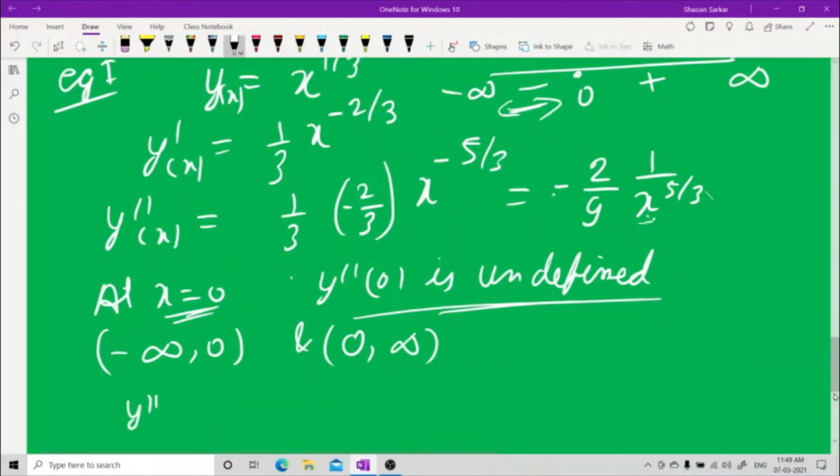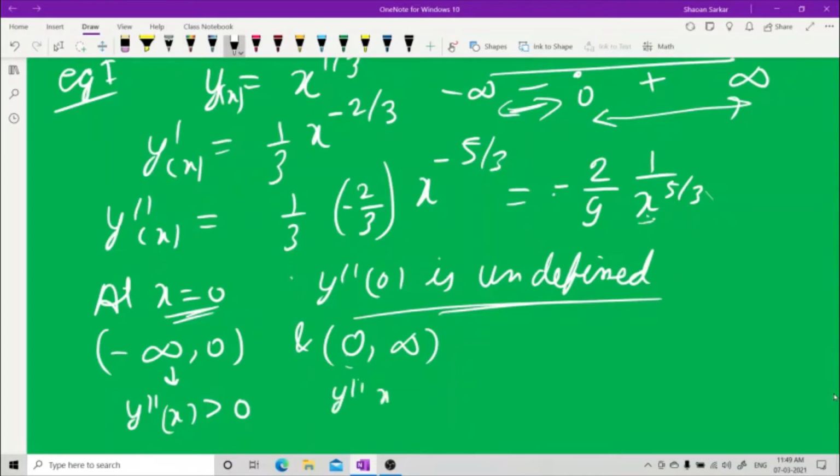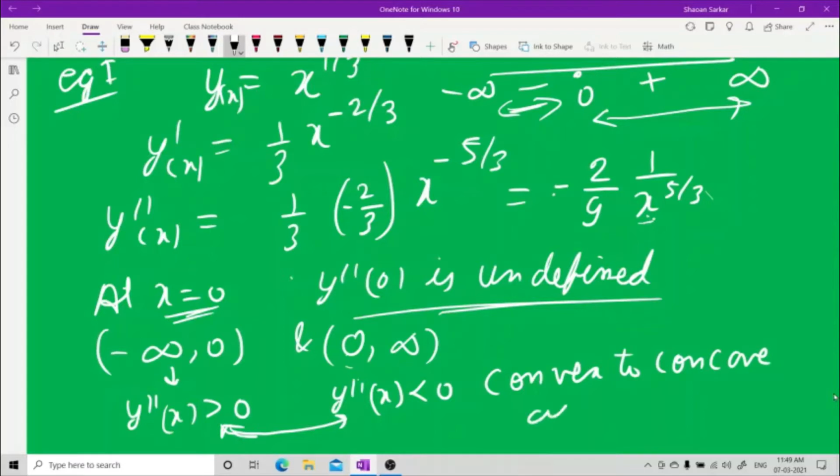So y double dash x in this interval is greater than 0. And in this interval, y double dash x is less than 0. So it is changing from convex to concave at x equal to 0, near x equal to 0.